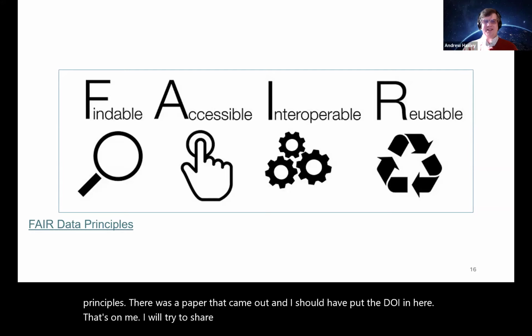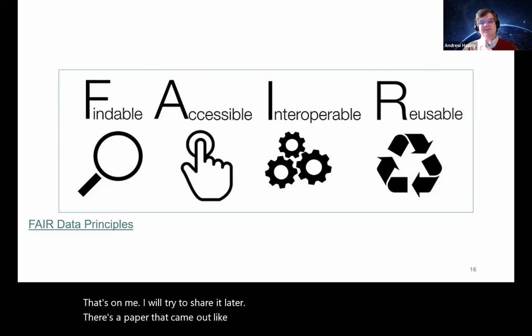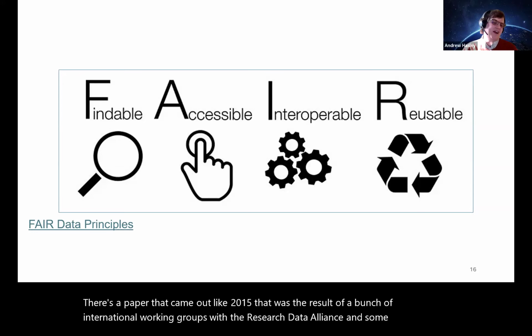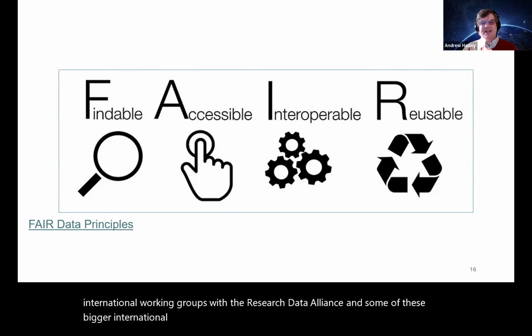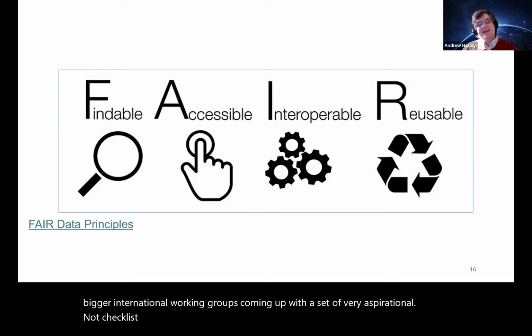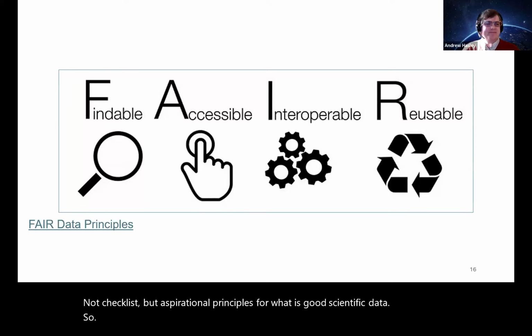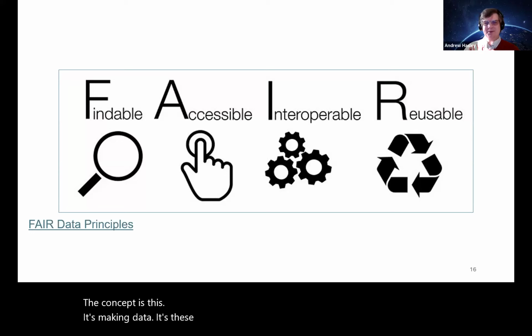There's a paper that came out like 2015 that was the result of a bunch of international working groups with the Research Data Alliance, coming up with a set of very aspirational, not checklist, but aspirational principles for what is good scientific data. So the concept is this. It's these 4 principles: findable, accessible, interoperable, reusable.